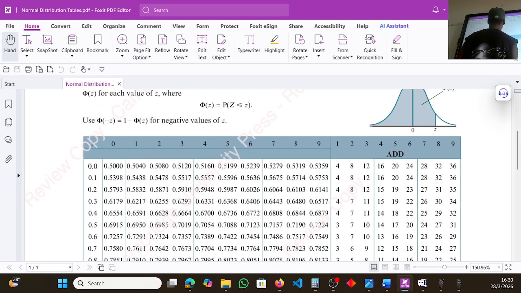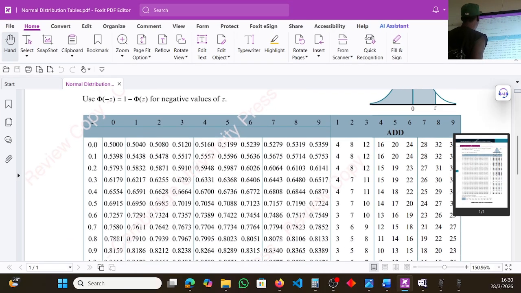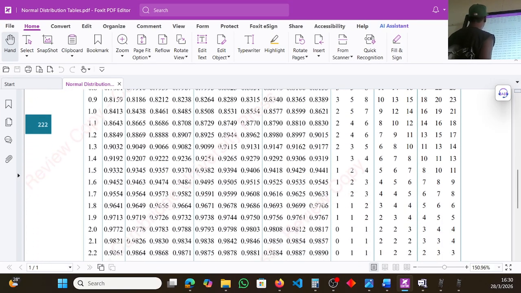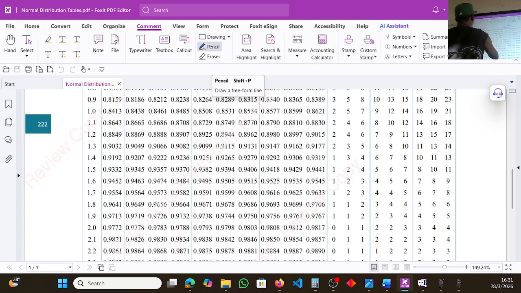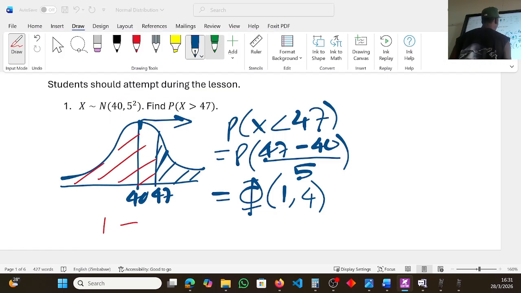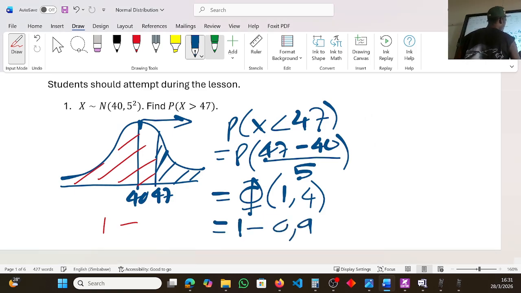I need my tables to find the actual probability. If I look for 1.4, let me bring my pencil there. We want to highlight the probability of interest. It is this one, which is 0.9192. So it's going to be 1 minus 0.9192. Remember, we are saying 1 minus because we want the blue part.